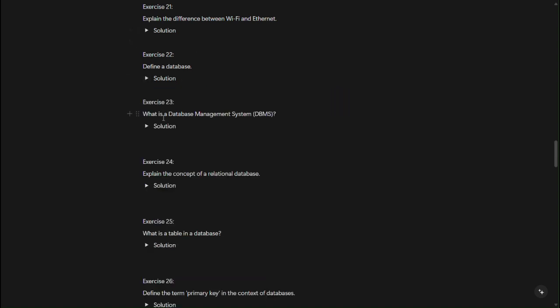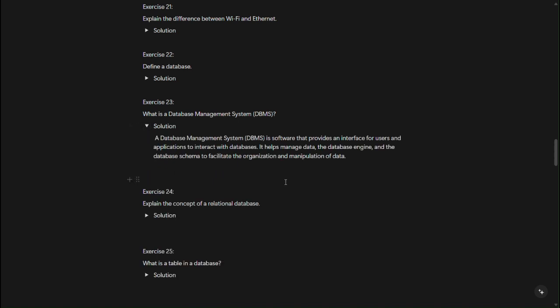Exercise 23. What is a database management system? DBMS. The DBMS is a software that provides an interface for users and applications to interact with the database. It helps manage data, the database engine, and the database schema to facilitate the organization and manipulation of data. This is the importance of the DBMS.